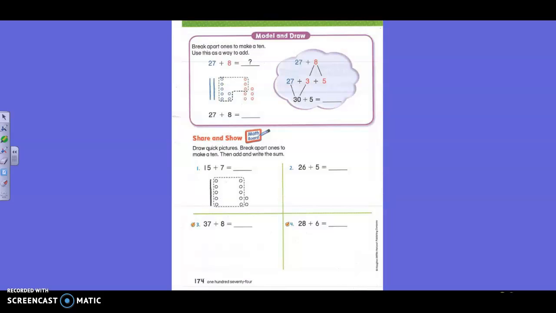We are going to be adding with bigger numbers, so we're going to draw pictures to help us find the answer, okay? Sound good? So flip your papers over, please.